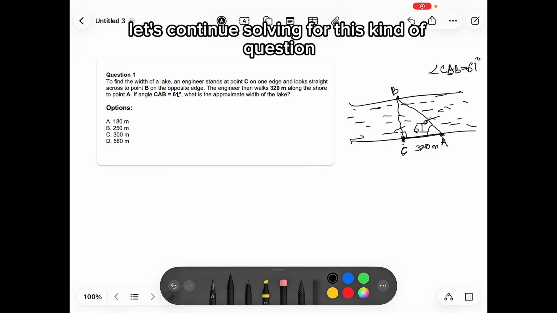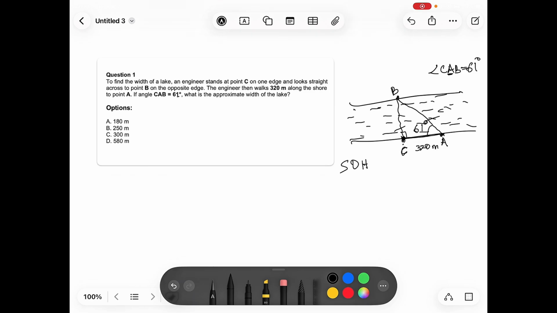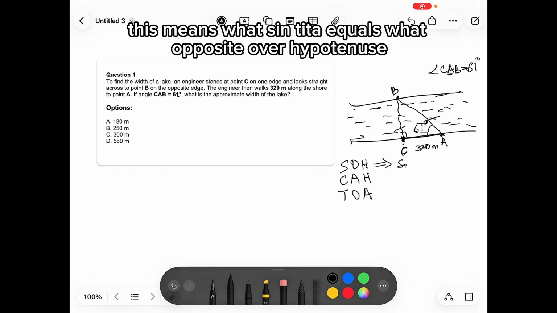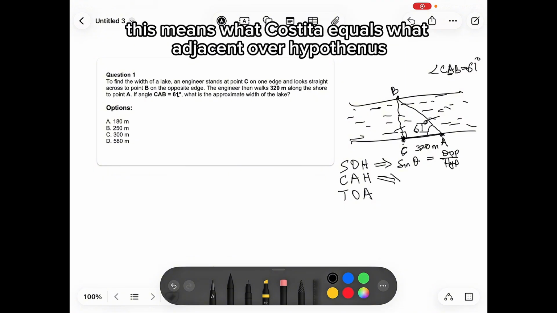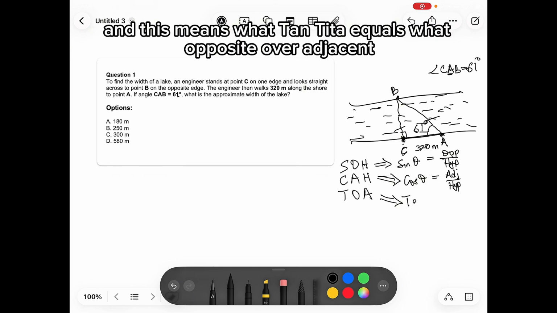For this kind of question, you can write out the SOHCAHTOA. This means what? Sine theta equals what? Opposite over hypotenuse. Cos theta equals what? Adjacent over hypotenuse. And this means what? Tan theta equals what? Opposite over adjacent.